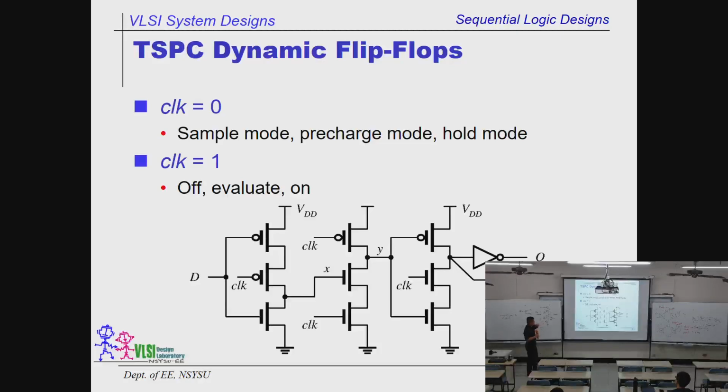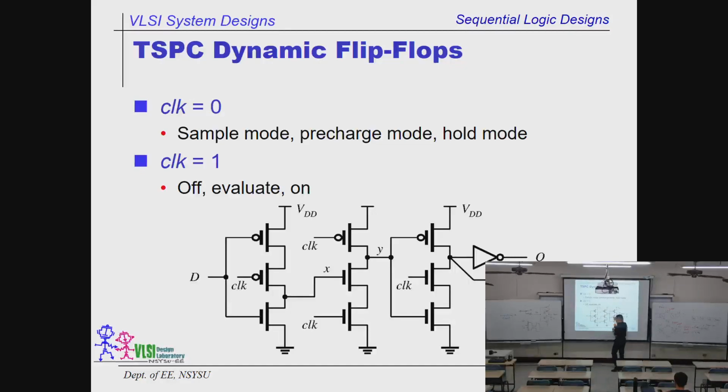Okay, and this is another example. Okay, over here, that's when clock is 0. When this is 0, this is on. Okay, this is 0. Okay, this is on. So in the sample mode, the data will be inverted over here. Okay, over here, there's 0, and this one is 0. The discharging path is gone. And Y will be pre-charged. So when clock is 0, D will be inverted over here, stay there as X. Y will be pre-charged, okay?